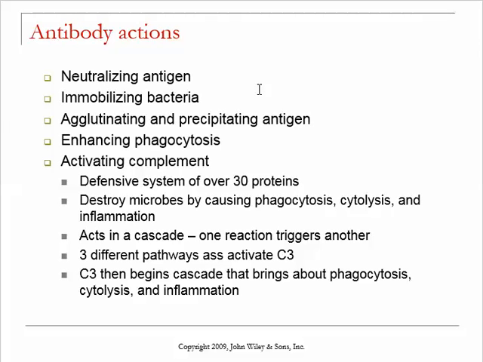Antibodies agglutinate and precipitate the antigens. Agglutinate is like a chain gang. It's like a whole bunch of convicts being handcuffed together to a chain. They can't get away because they are all attached to one another, and that's in terms of cellular stuff. In terms of immunity, we call this agglutination.